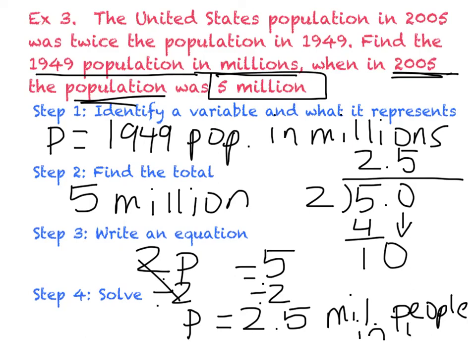in 1949. Going back to my example, that makes sense. If my population in 2005 was twice the population, it should be bigger than my 1949 population by doubling it. 2.5 doubled is 5, so it looks like I have a good answer.